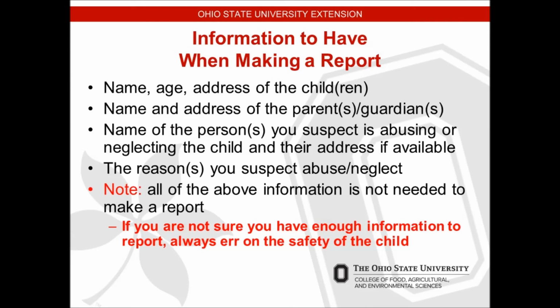When making a report, you will need the name, age, and address of the child or children, name and address of the parents and guardians involved, as well as the name of the person or persons you suspect is abusing or neglecting the child and their address if available. Additionally, you need the reason you suspect abuse or neglect. An important note here, all of the above information is not needed to make a report. It is more important that you make a report because we always want to err on the safety of the child.